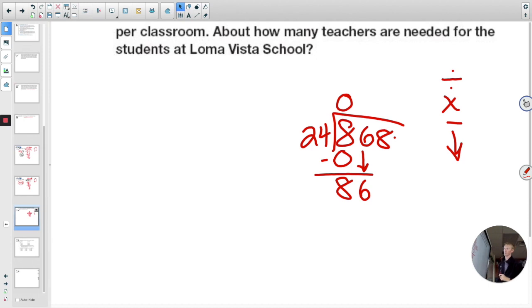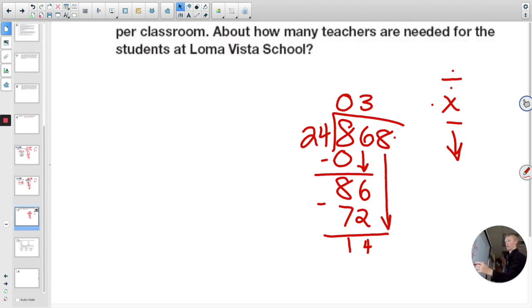86 divided by 24. Let's see. 24 times 1 is 24, times 2 is 48, times 3 would be, let's see, 60, 72. So I'm going to try 3. 24 times 3, multiply. 72. Now when I subtract here, I have 4 and a 1. All right. I did the subtract. Now I bring down 148 divided by 24.